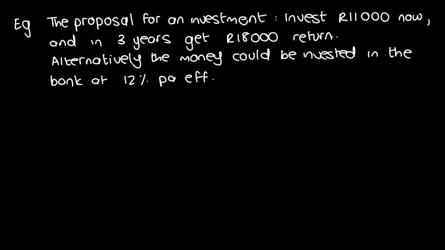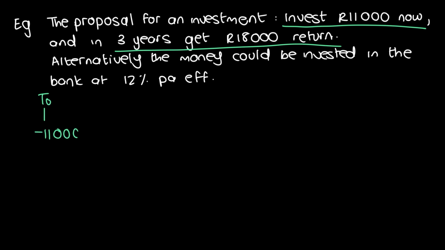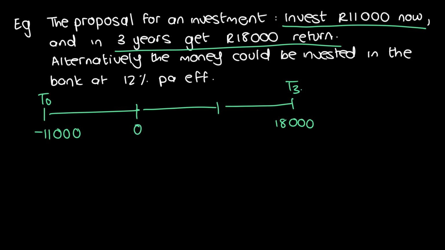So once again, we invest 11,000 Rand now, and in 3 years get 18,000 Rand back. So the timeline is still important to us. We have T0, an outflow of money of 11,000. Then in the first year, nothing, second year, nothing, and in the third year, we get 18,000 Rand back. Now, for our financial calculator, the nothing years should also be inputted. So for the nothing years, we just put in zeros. T1 is equal to 0, T2 is equal to 0.